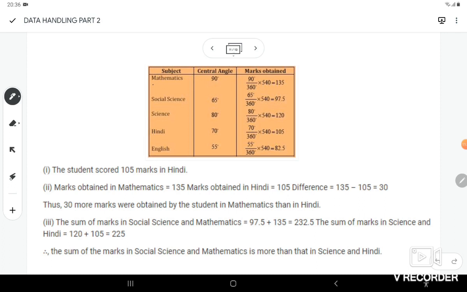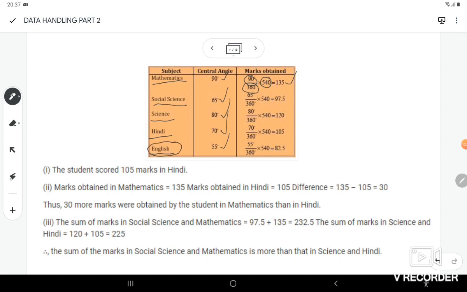So first of all, see the subjects: mathematics, social science, science, Hindi and English. And central angle is given as 90 degree, 65 degree, 80 degree, 70 degree and 55 degree respectively. So how do we find it? First we take the central angle given divided by total angle of the circle, that is 360 degree, multiplied by the total marks obtained in all subjects, that is 540 marks. So marks obtained would give us 135. Similarly for each subject you can calculate.